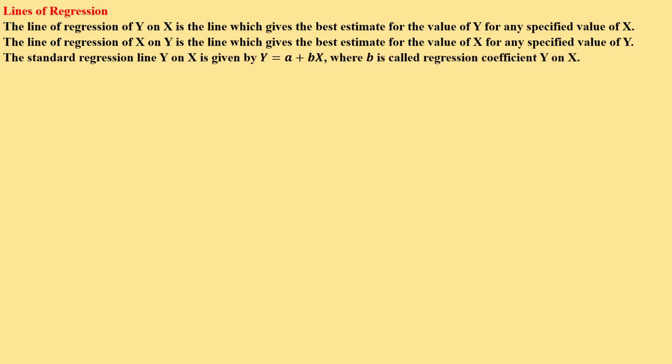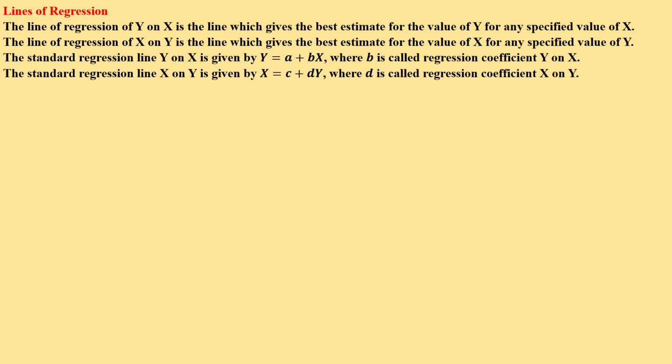The standard regression line y on x is given by y equals a plus bx, where b is called the regression coefficient y on x, right? Similarly, for x on y, x equals c plus dy. d is called the regression coefficient x on y.